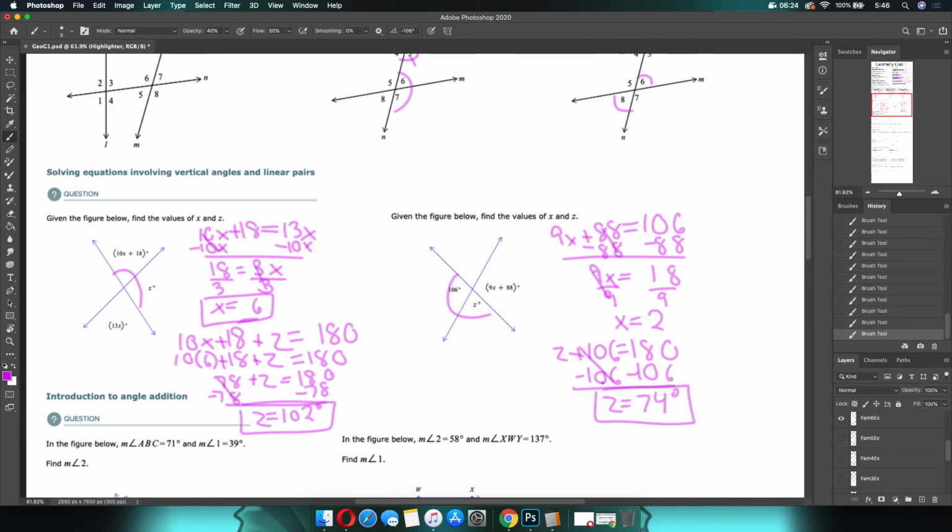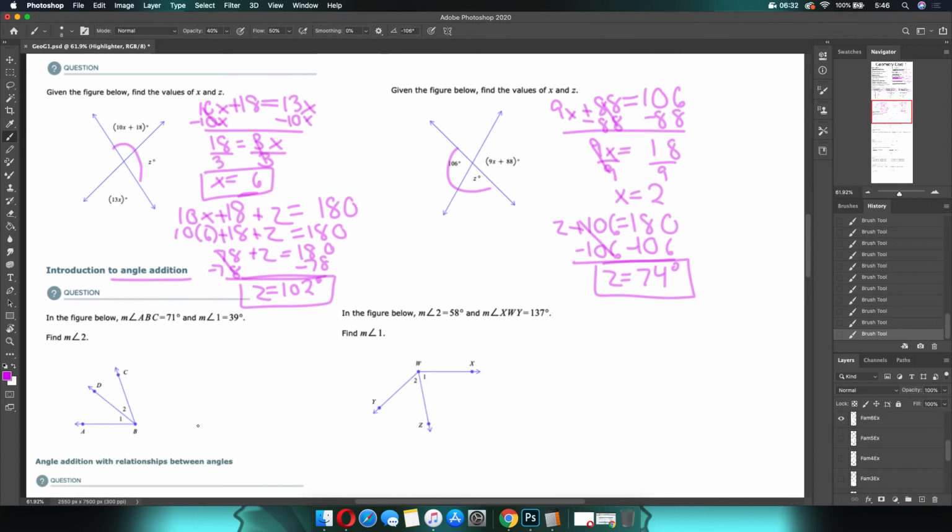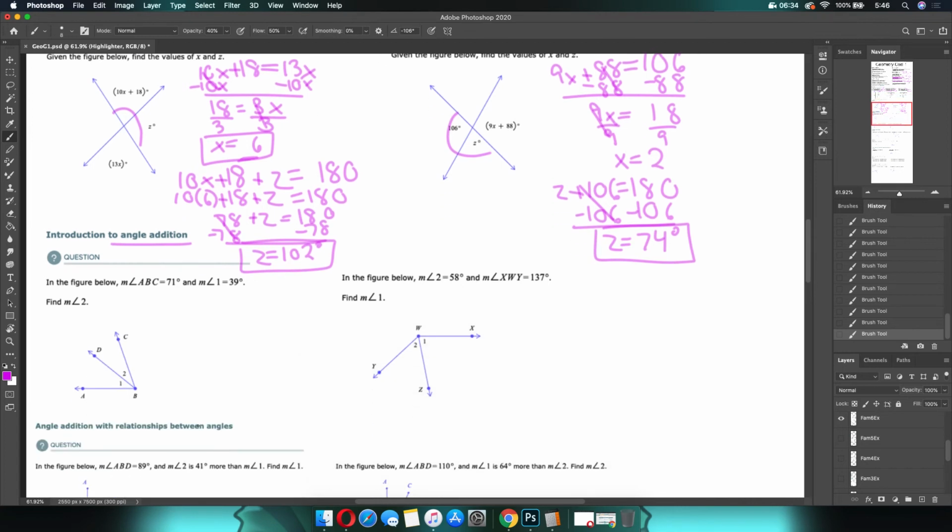All right, let's take it a little bit further. Now we want to talk about angle addition, which is very similar to segment addition. Do you remember that topic that you spent all that time on? So again, I say it again, I'm going to put it in capital letters. We want to label everything, everything, okay? So ABC, ABC. So the big angle here is 71.